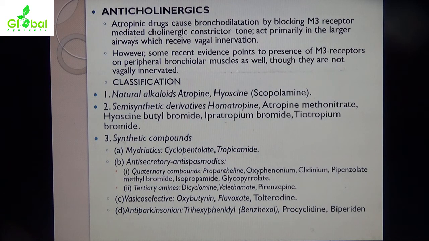Now, anticholinergics. Anticholinergics, generally atropinic drugs, cause bronchodilation by blocking cholinergic constrictor tone. They act primarily on larger airways. Inhaled ipratropium bromide is less efficacious than sympathomimetics.